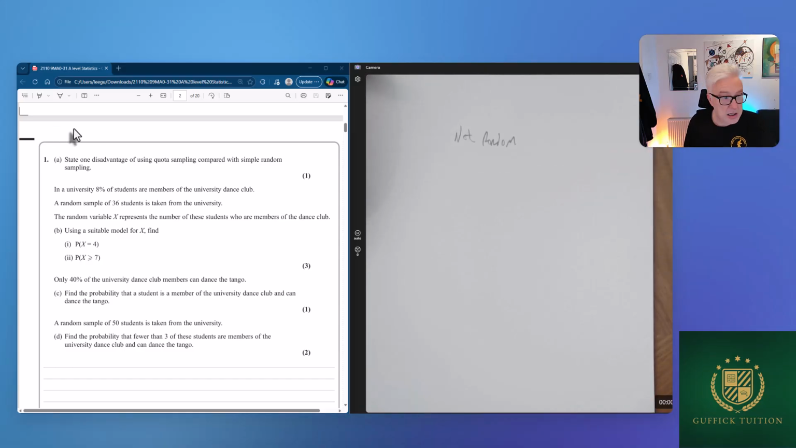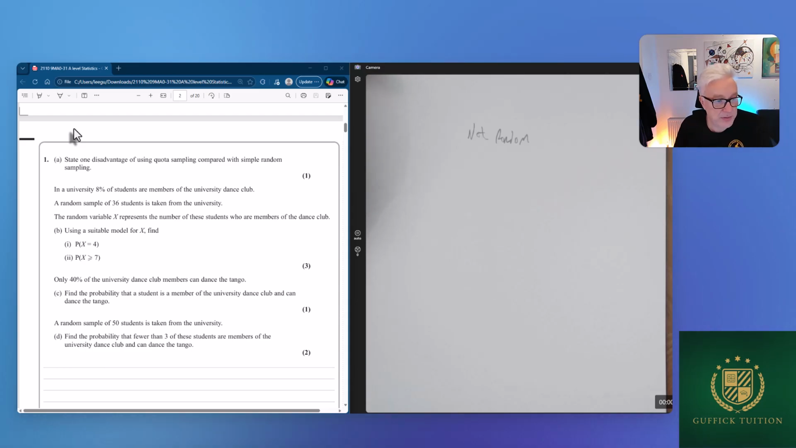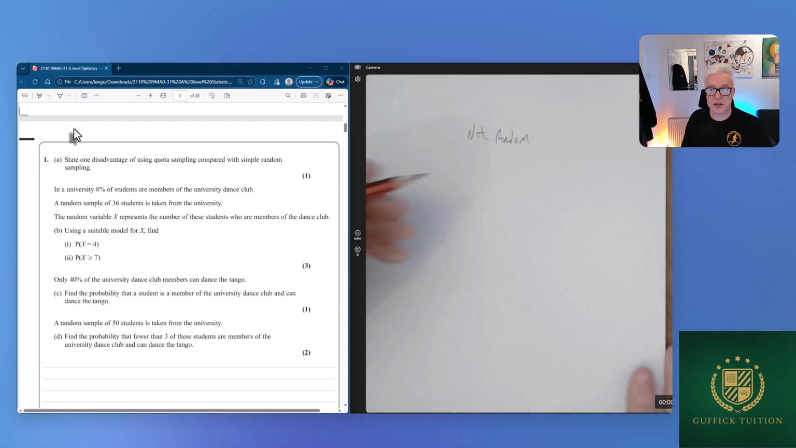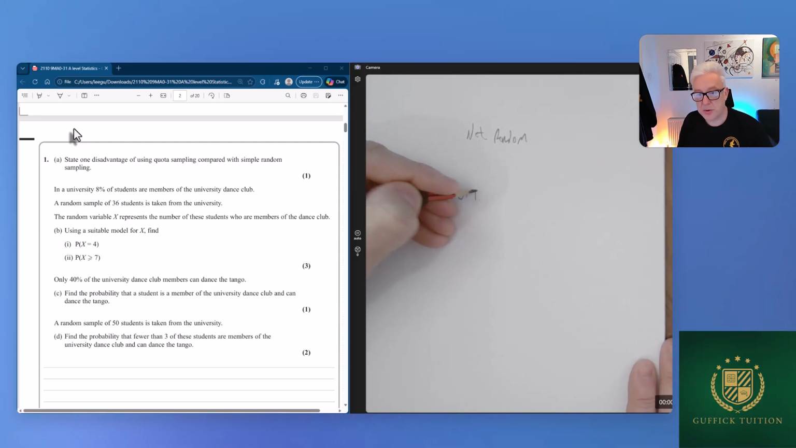Okay, it says in a university, 8% of students are members of the university dance club. A random sample of 36 students is taken from the university. The random variable x represents the number of these students who are members of the dance club. Using a suitable model for x, find the probability that x is equal to 4 and x is greater than or equal to 7. Now this is going to be a binomial distribution.